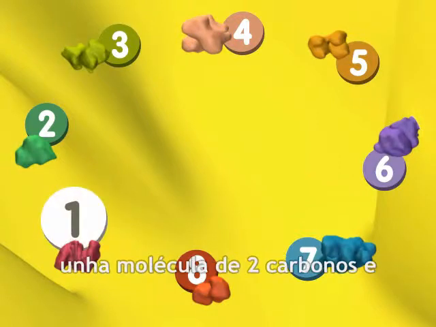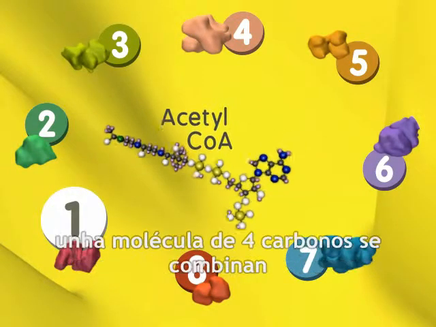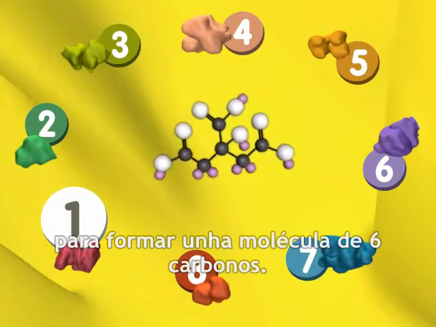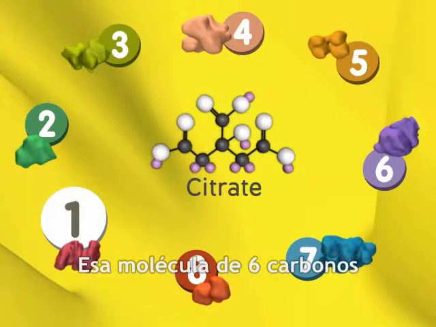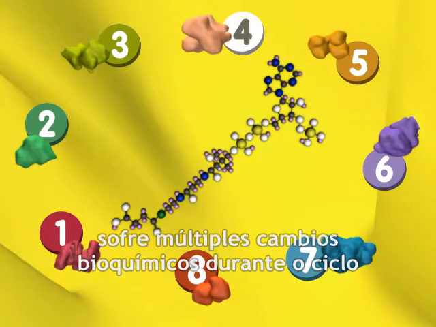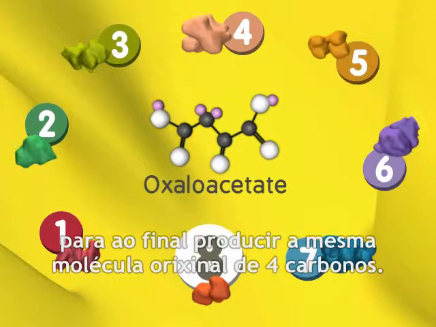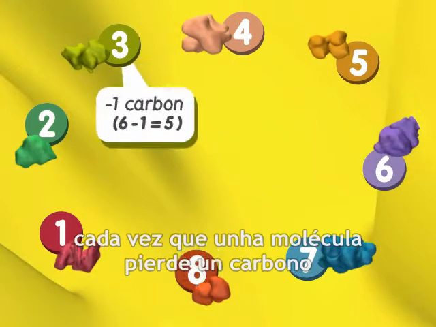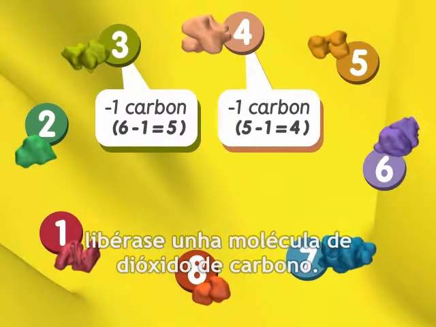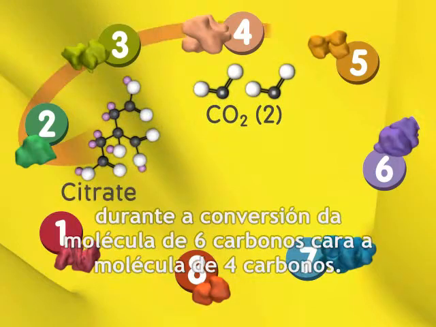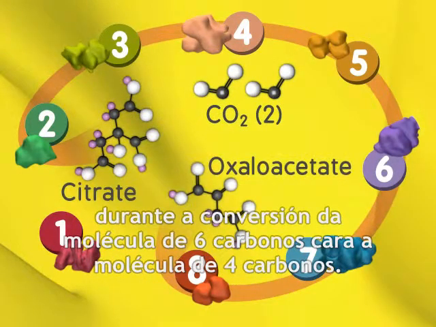In the first step of the cycle, a 2-carbon molecule and a 4-carbon molecule are combined to form a 6-carbon molecule. That 6-carbon molecule undergoes multiple biochemical changes during the cycle, and at the end, the original 4-carbon molecule is produced. Each time a carbon molecule loses 1 carbon, a carbon dioxide is released. So 2 carbon dioxides are formed during the conversion of the 6-carbon molecule back to the 4-carbon molecule.